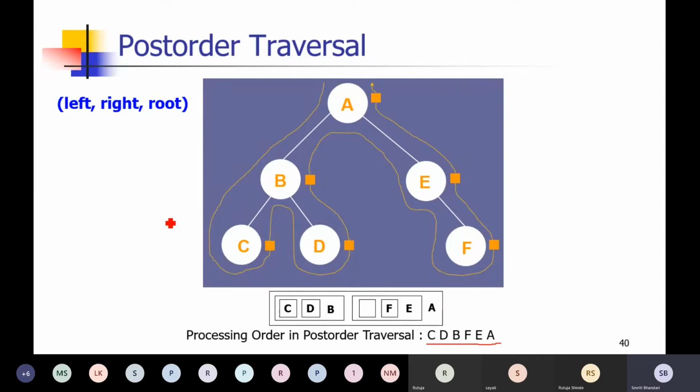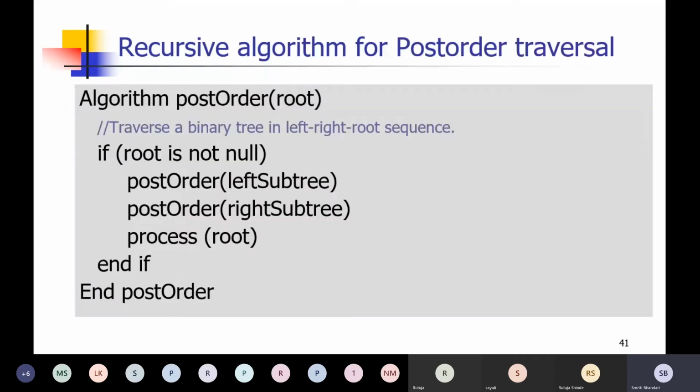Yes, ma'am. So let us proceed with the recursive algorithm for post-order traversal. On similar lines, we have the simple post-order traversal algorithm in a recursive fashion. Here also we are sending the address of the root node to this algorithm. We check whether the root is empty. If it is not, we call the same algorithm with the left subtree, then with the address of the right subtree, and then we process the root node.